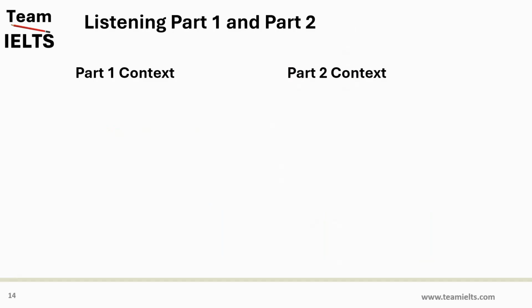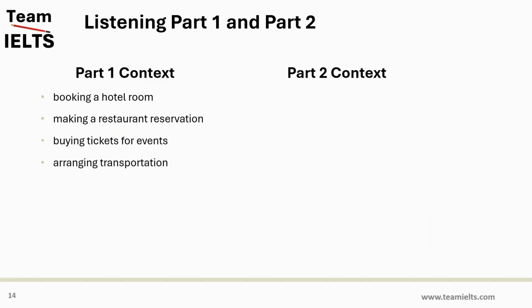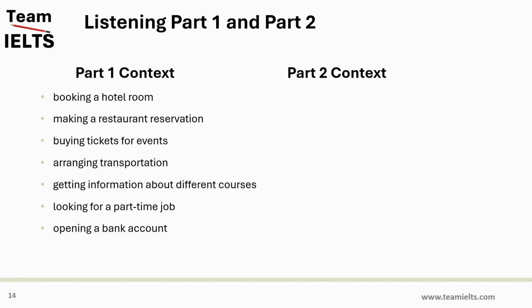Now let's see some typical scenarios you might encounter in parts 1 and 2. In part 1, 2 speakers may engage in some of the following conversations. Let's have a look. Booking a hotel room, for example, or making a reservation, buying tickets, arranging transportation, getting information about, for example, different courses, looking for a part-time job, maybe opening a bank account, or getting some travel information.